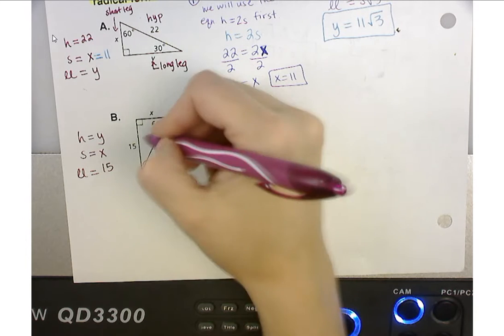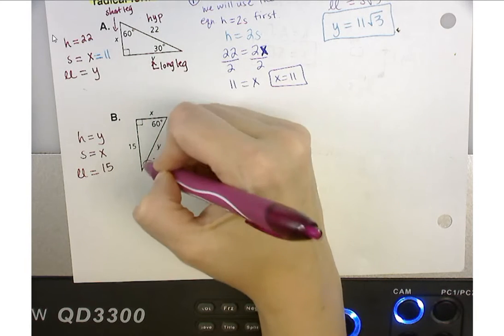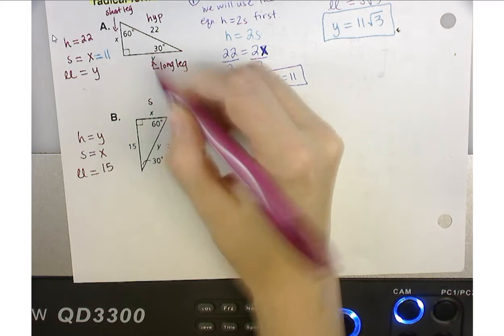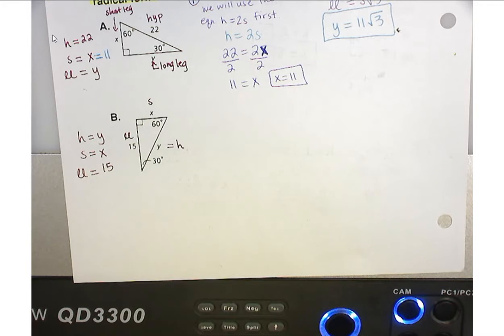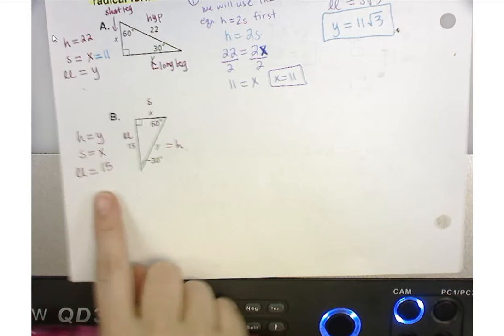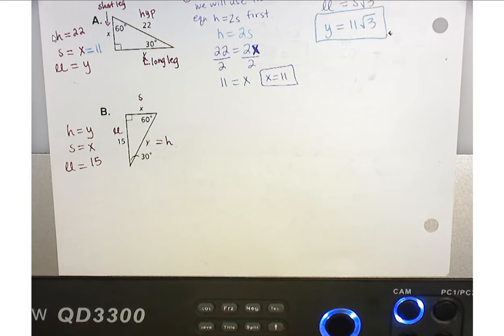Okay, and again, that's all about your angles, right? So if this is 30, this is going to be your short leg. This is 60. Across from it, that's going to be your long leg. Now, when you're deciding what equation to use first, you just have to see what number you have.